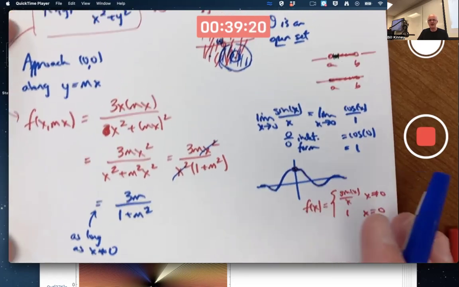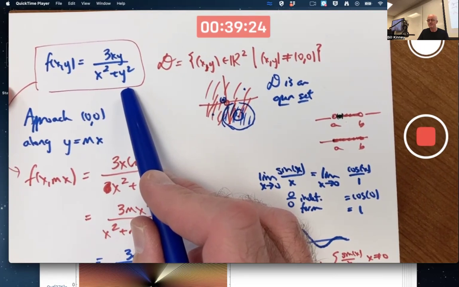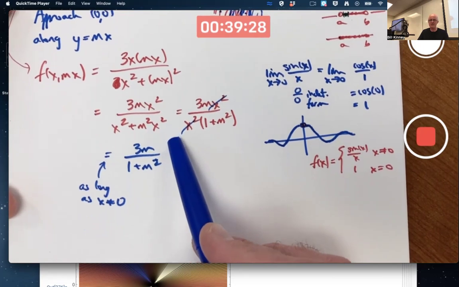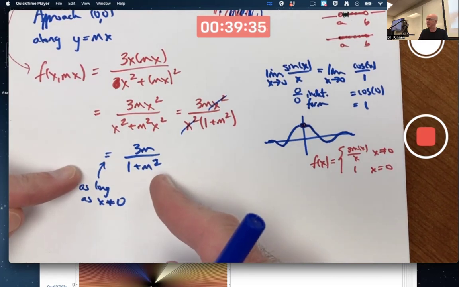Likewise, it's completely irrelevant that this function is undefined at x, y equals 0, 0, or that this one's undefined at x equals 0. I'm just letting x approach 0 without actually equaling it. And again, I'm saying I get different values depending on what m is.